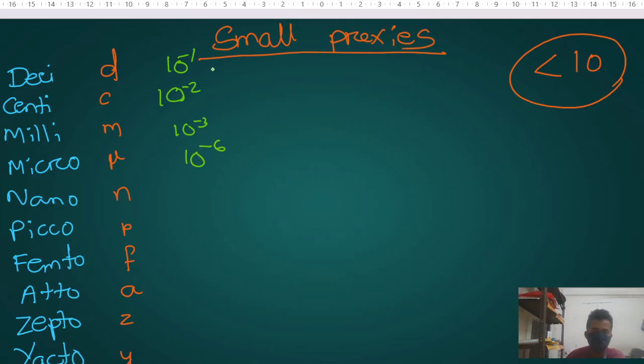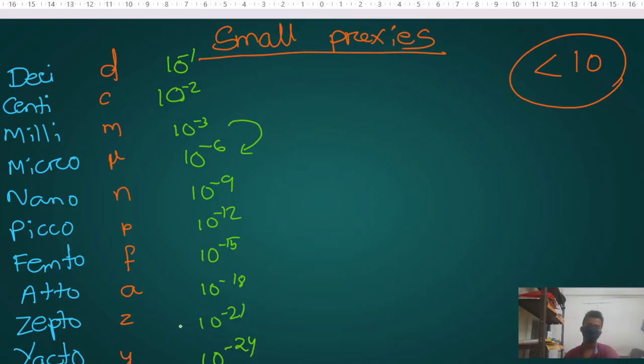Because I have already told you that from 3 onward, 3 will be added to the power. Then it will come 10 to the power minus 9, 10 to the power minus 12, 10 to the power minus 15. Then 10 to the power minus 18, 10 to the power minus 21, and 10 to the power minus 24. This is the small prefix table.